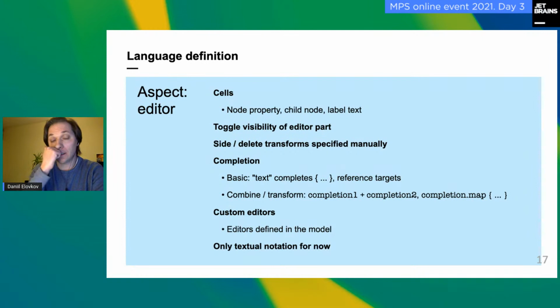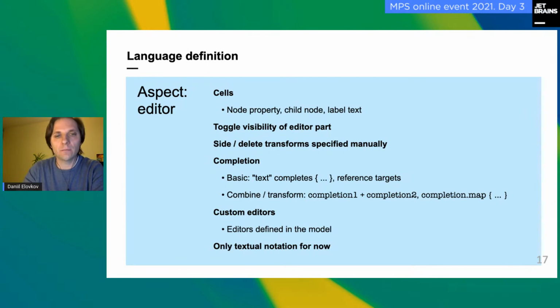Okay, editor. Again, conceptually, it's pretty much the same as in MPS. For a given concept, we define what cells the editor will contain. We switch on and off some part of the editor. We define side transforms, delete transforms, we define completion, and we do it in a way that we start from basic building blocks, like this particular text results in this completion action, or like give me all possible target nodes for this reference, and I want to see them in the completion list.